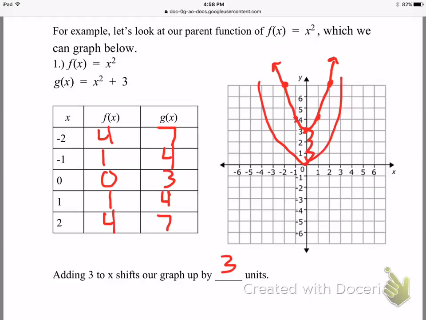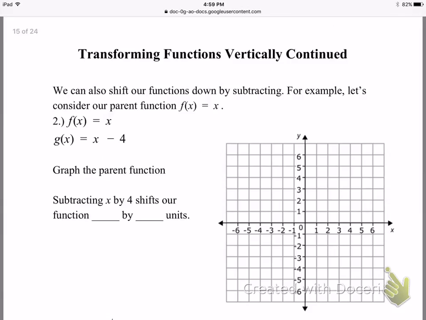So using our original parent function, which we know what it is, we can shift it up or down to find x squared plus or minus any number. Just to continue that a little bit, we're going to look at what happens if we subtract 4. This time, our parent function is f of x equals x. Now we know what this looks like. It looks like a straight line.